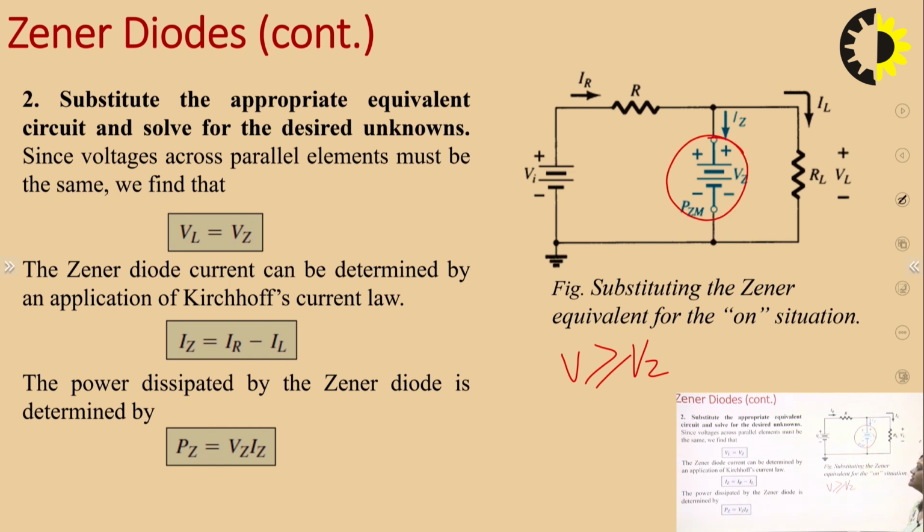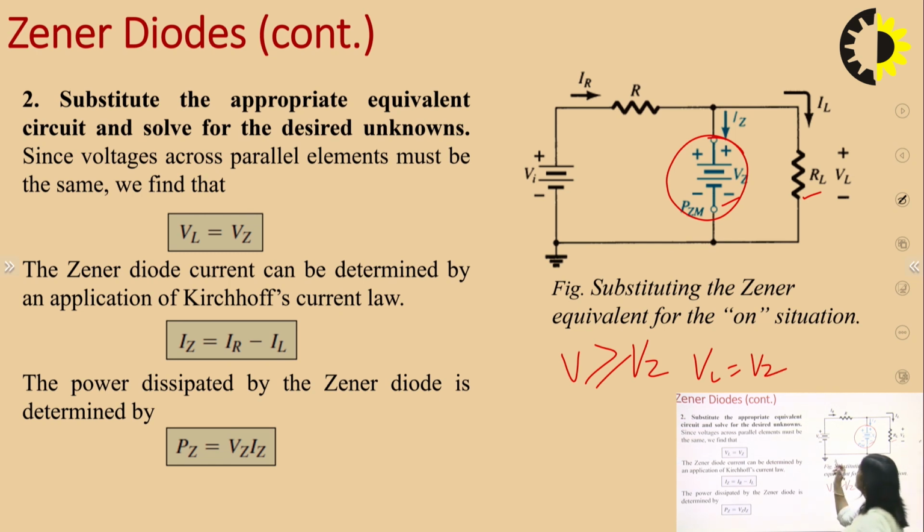So we have replaced this diode with a VZ potential. The N plate will be replaced with the positive polarity and the P plate will be replaced with the negative polarity, because the diode is working in the reverse bias region. So here we can see now this VL voltage is in parallel with the VZ. So in this case VL equals VZ.